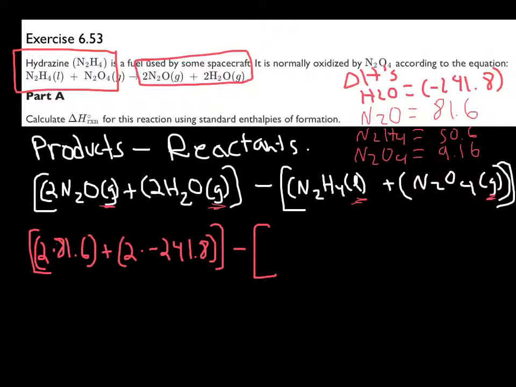Alright, let's finish this off. N2H4 has a coefficient of 1 in front of it, so it's just going to be 50.6 plus 9.16.